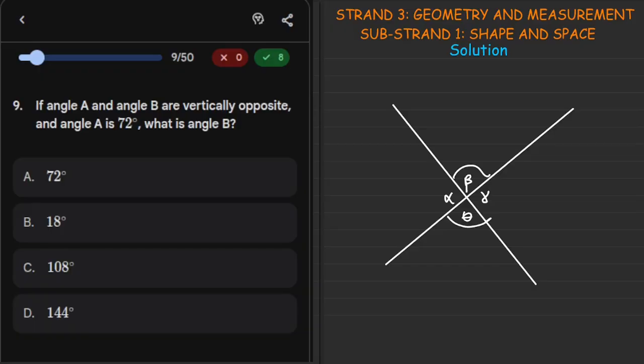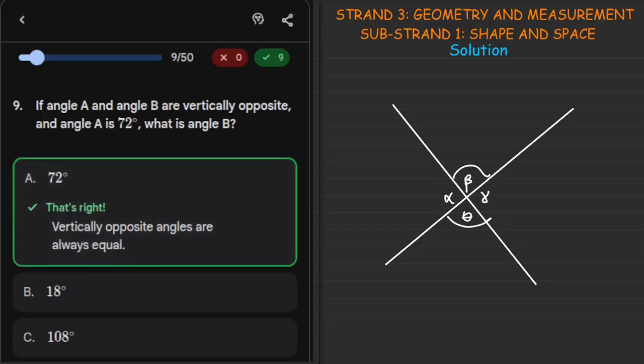Question number 9. If angle A and B are vertically opposite and angle A is 72, what is the angle B? Earlier on I said vertically opposite angles are equal. If we are told they are vertically opposite, then we should assume they are equal. So if A is 72, then B is also 72. As simple as that.